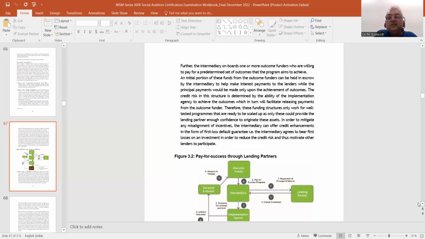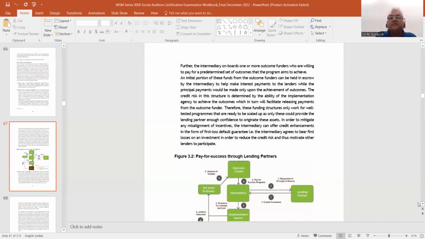So further, the intermediary onboards one or more outcome funders who are willing to pay for a predetermined set of outcomes that the program aims to achieve. An initial portion of these funds from the outcome funders can be held in escrow by the intermediary. That is, okay, you are willing to work in this field, you demonstrate your ability, you demonstrate the impact, and then we will release you funds. We have funds. We have identified the lending partners. We are the intermediary, and we have aggregated the various NPOs. Now let them come out with their results on a periodical basis, and then we will release you funds.